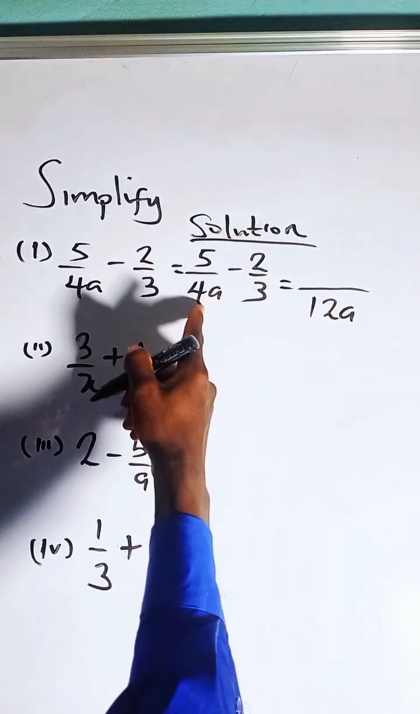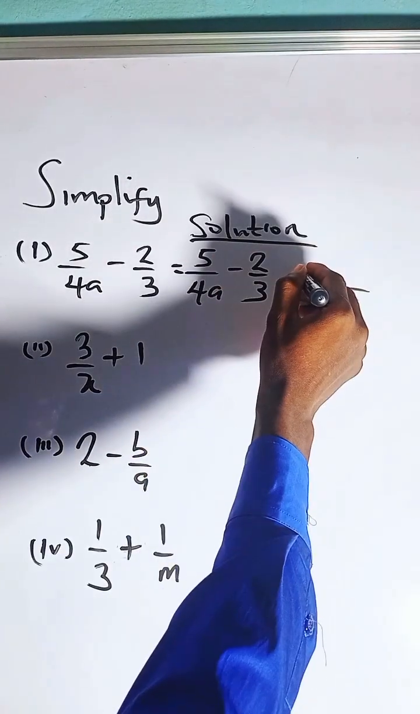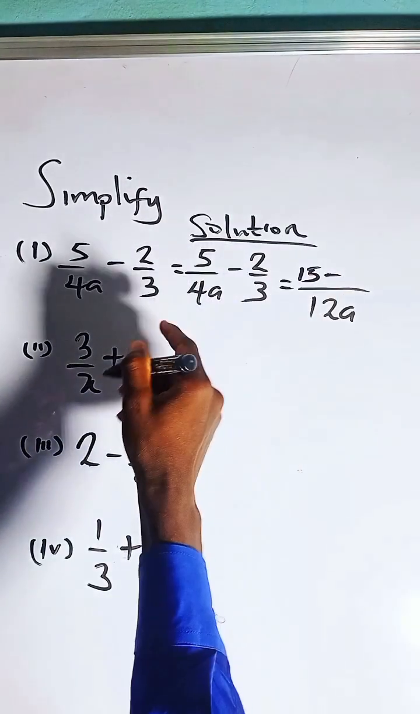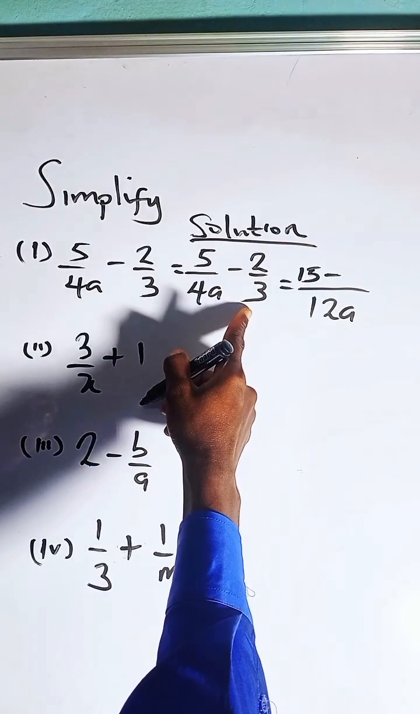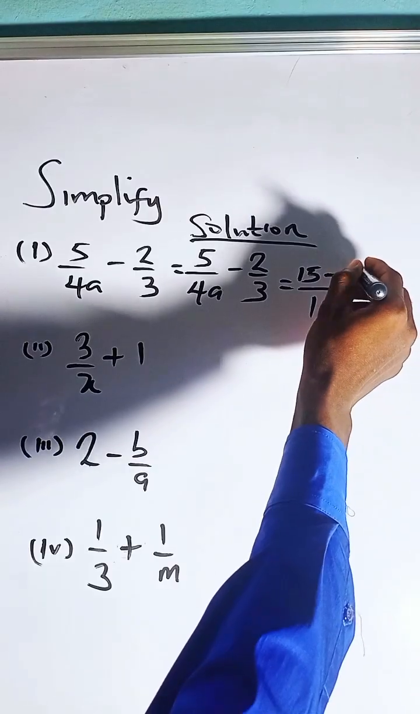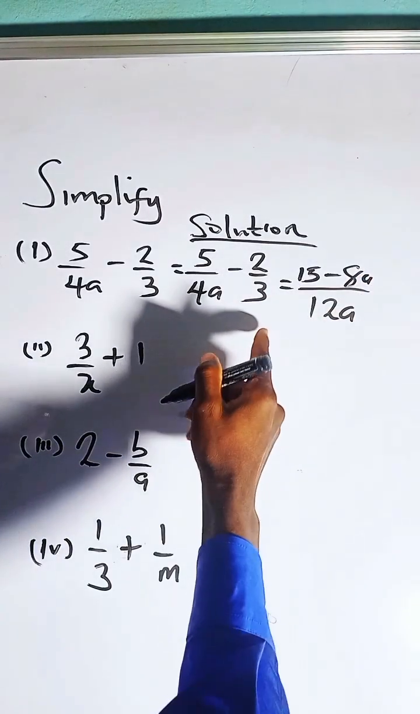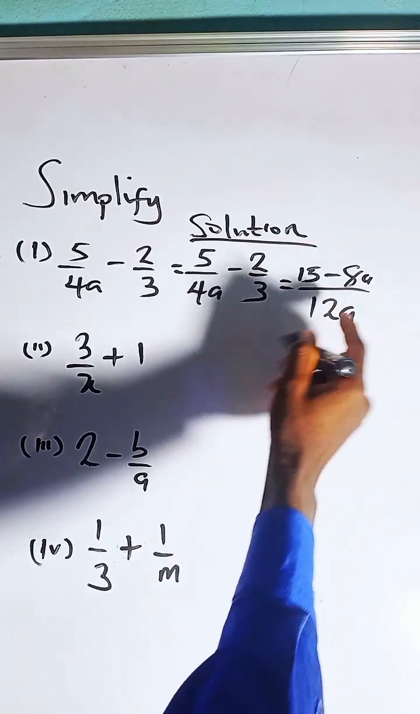When we divide 12a by 3, we have 4a; no wait, we divide and get 3 multiplied by 5, so 3 times 5 is 15, minus, and when we divide 12a by 4a, we get 3; then 4a multiplied by 2 is 8a. So our answer is 15 minus 8a over 12a.